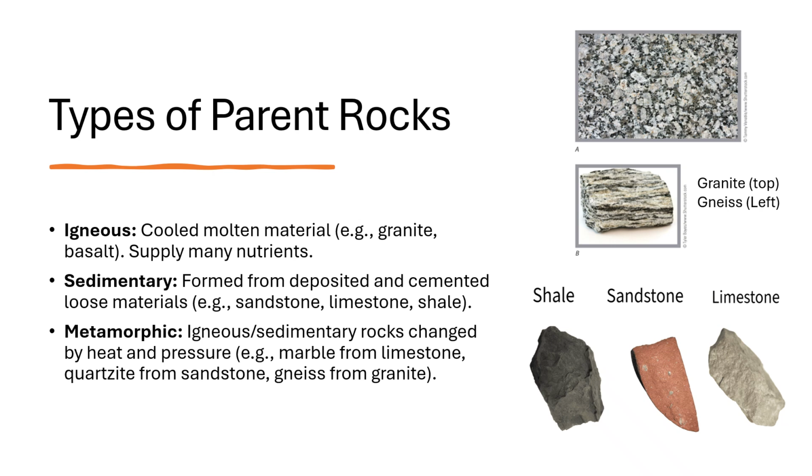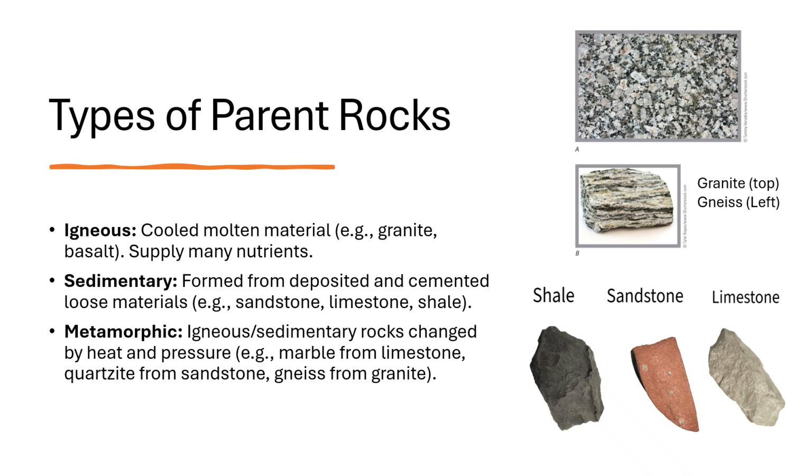So what kind of rocks are we talking about as parent material? Well, geologists classify rocks into 3 main types. You have igneous rock, sedimentary rock, and metamorphic. Igneous rock is the basic material of the Earth's crust, formed by the cooling and solidification of molten material from deep within the Earth. Examples include, which are the most common, granite and basalt.